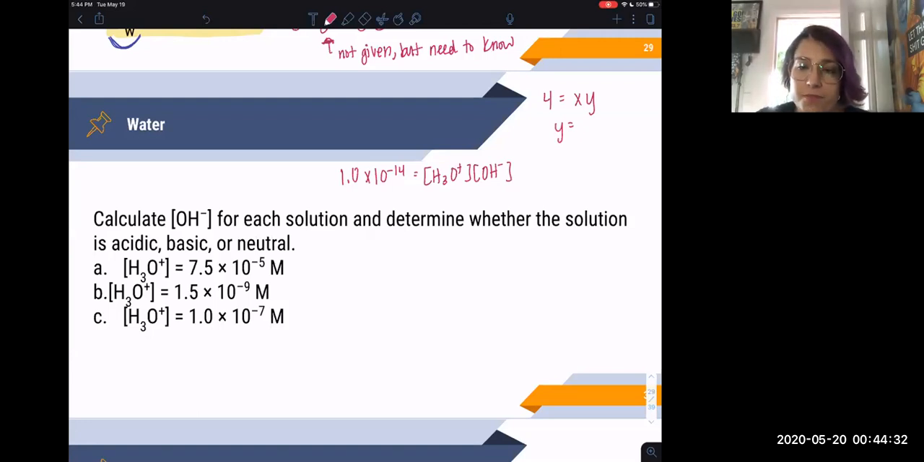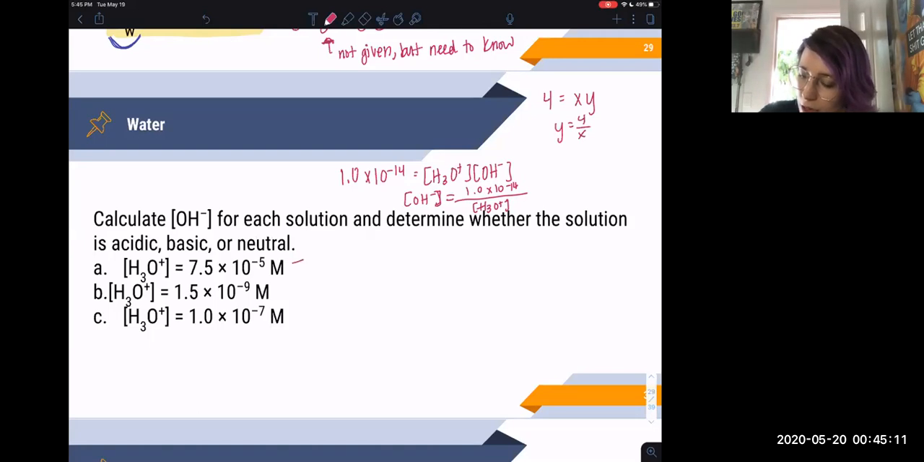What is it? 4 over x. Okay, you could do that. You could solve for hydroxide. It's the same thing. So hydroxide is going to equal 1 times 10 to the negative 14 over hydronium. That's it. Same math. Just now we're dealing with really small numbers in scientific notation.